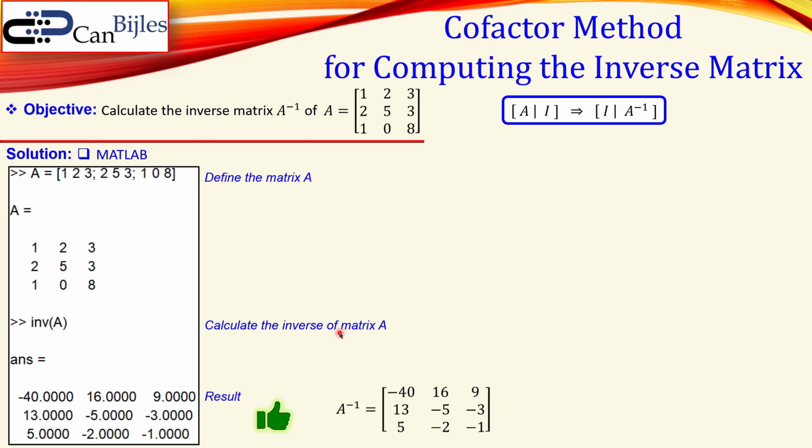Alright, this was our example considering the inverse matrix of 2 by 2 and 3 by 3 matrices, but this method can also be used for 4 by 4 and other larger square matrices. We have discussed the Gauss-Jordan elimination for the inverse matrix and also the cofactor method for computing this inverse matrix.